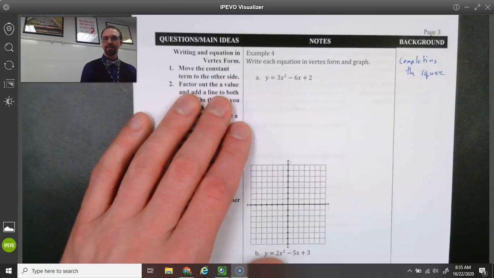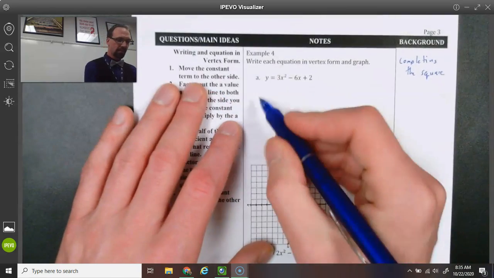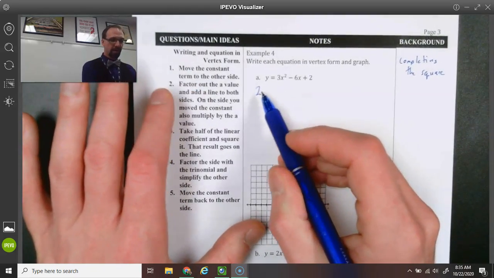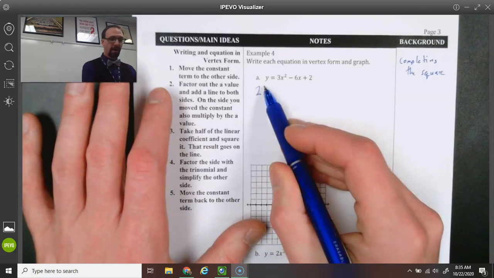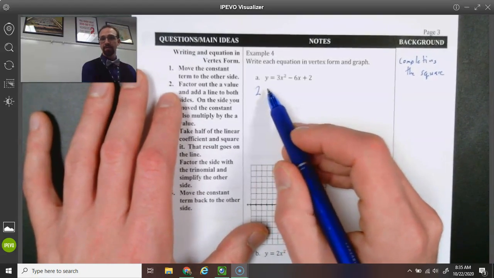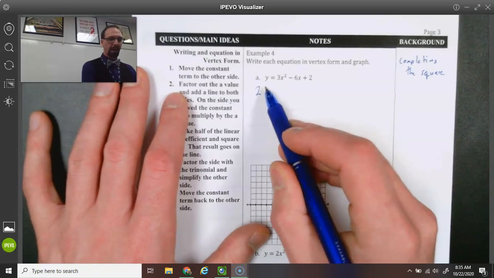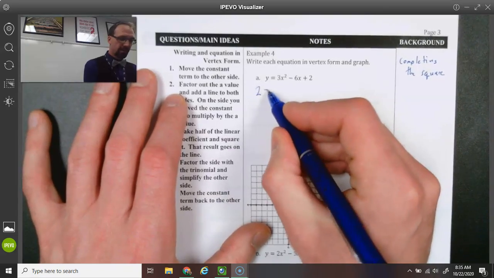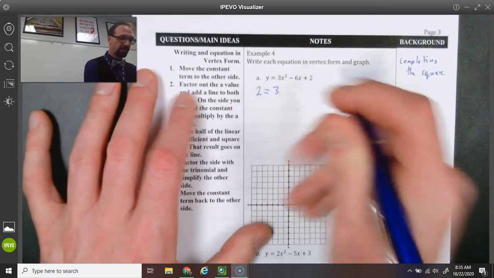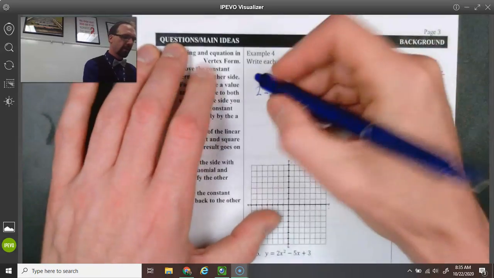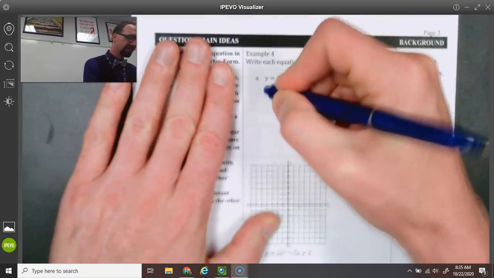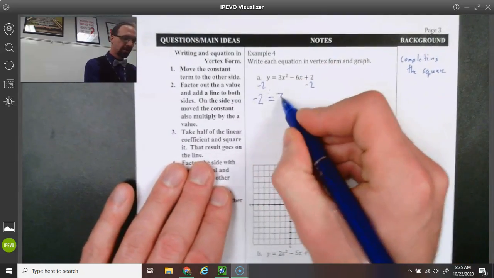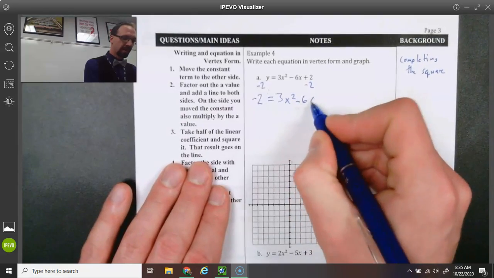So we're going to move the constant term to the other side. So here I'm going to have 2. For this specific part, note that it's y. We're finding this with y, the y values when we complete the square. So we're going to take out the y part because we're completing the square with the other values here. So here we have 2 equals, negative 2, minus 2 on both sides. Let me show all the steps. That way I don't make a mistake like that. Minus 2 on both sides. So I have negative 2 equals 3x squared minus 6x.